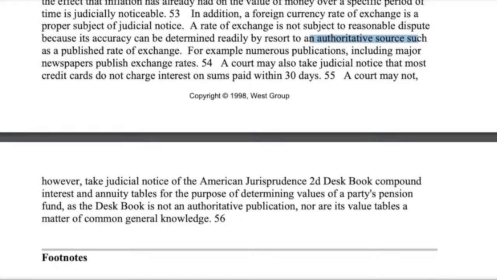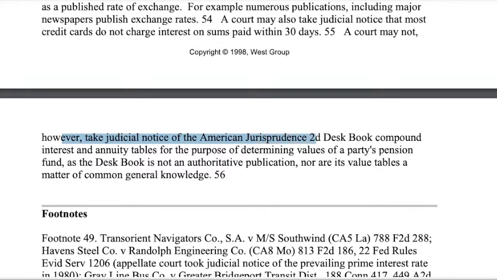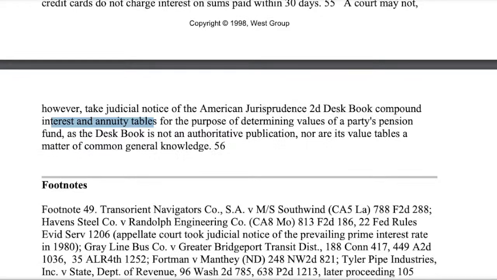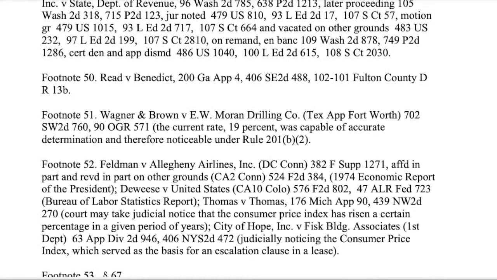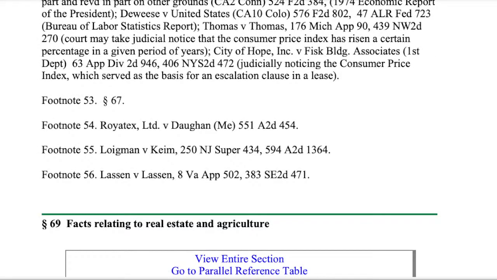The court may not, however, take judicial notice of the American Jurisprudence second edition desk book compound interest annuity tables for the purpose of determining values of a party's pension fund, as the desk book is not an authoritative publication, nor are its value tables a matter of common general knowledge. Yeah, you gotta have a subscription, right? That's pretty funny. It's not an authoritative publication, really, nor are its value tables a matter of common general knowledge. Well, that makes sense, but that's pretty funny. Right here in American Jurisprudence, deprecating themselves in this case, huh?